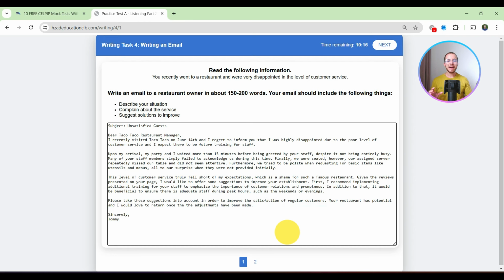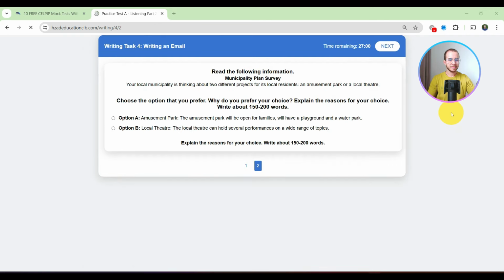Okay, we mastered section 1. Let's get started on section 2. Section 2, 27 minutes. Your local municipality is thinking about 2 different projects for its local residents, an amusement park or a local theater. Choose the option that you prefer. Why do you prefer it? Explain the reasons for your choice.